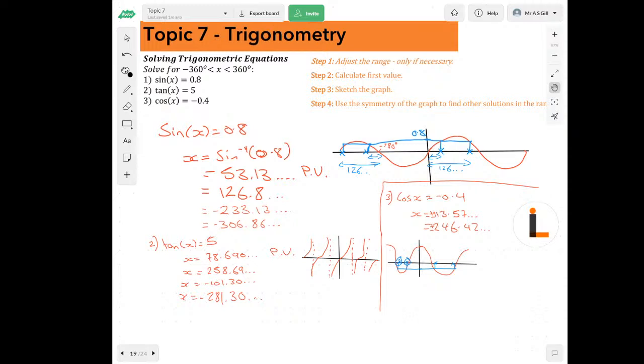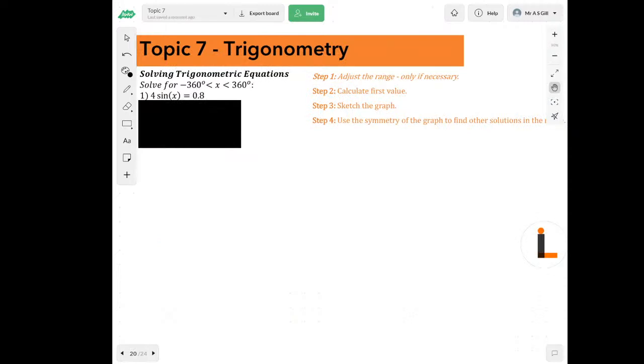Okay, so let's have a look at some other questions here. So again, it's the same as before. In fact, just for the sake of ease, we're going to cut this down and make this 0. So let's do the range between 0 and 360. And I'll give you a second just to get question 1 copied out there.